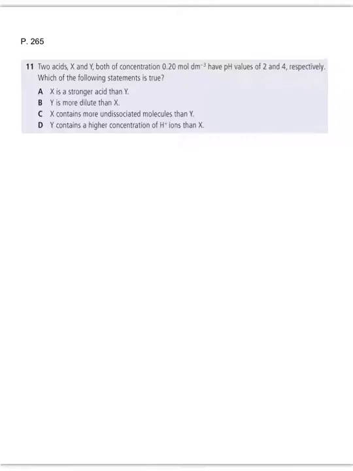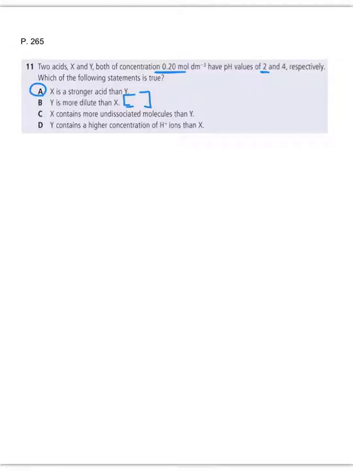Number 11, two acids X and Y, both of concentration 0.2 molar, have pH values of 2 and 4. So the same concentration. The difference between 2 and 4 is whether it's polyprotic or monoprotic, or whether it releases all of its H plus or not. The 2 has more H plus in there than the 4 does. So X is a stronger acid than Y. That's true. Y is more dilute than X. Not necessarily. That refers to concentration, and it already says it's the same concentration. So no, it's not more dilute.